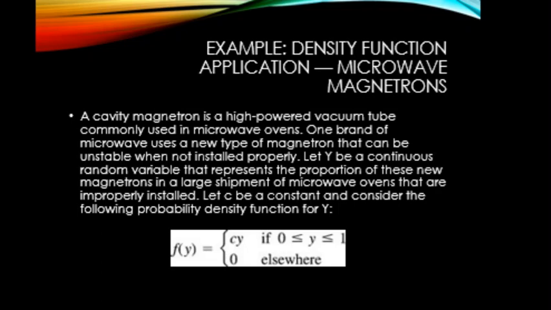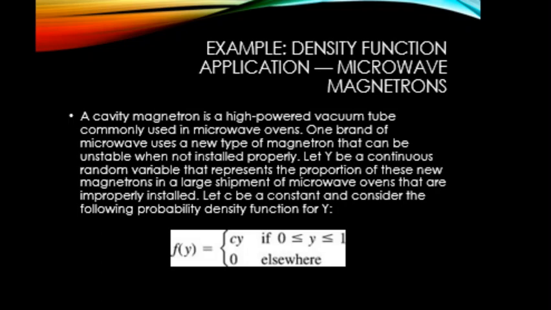Okay, so that was some basic information. Let's put it together in an example and see how we can calculate the probability. What does the CDF look like, and what is the interpretation of these values? So here is the example. A cavity magnetron is a high-powered vacuum tube commonly used in microwave ovens. One brand of microwave uses a new type of magnetron that can be unstable when not installed properly. Let y be a continuous random variable that represents the proportion of these new magnetrons in a large shipment of microwave ovens that are improperly installed.